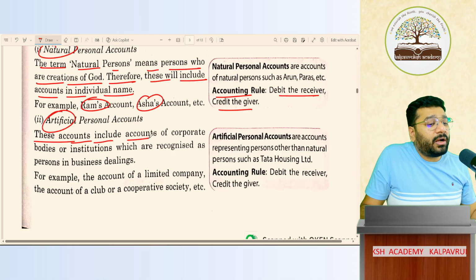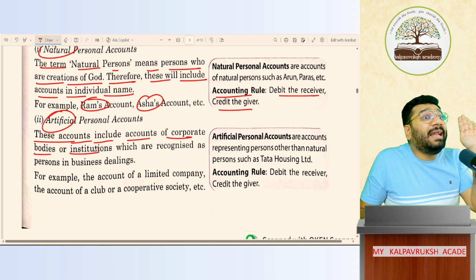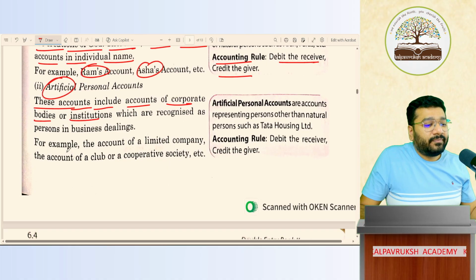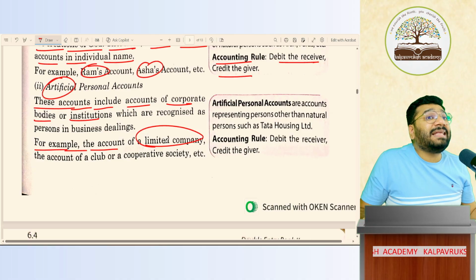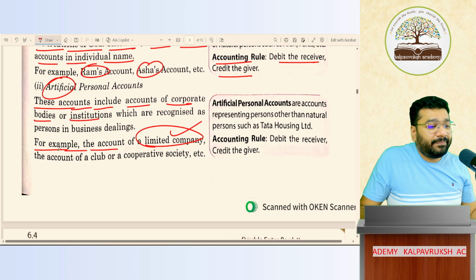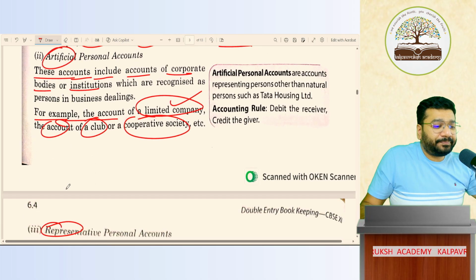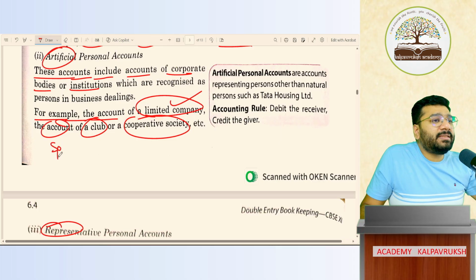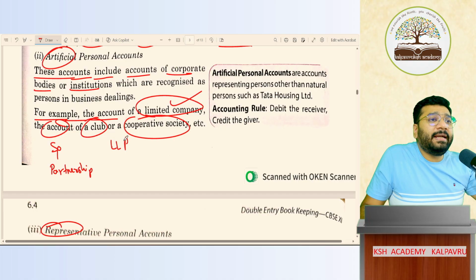Artificial: these accounts include accounts of corporate bodies, institutions, in short, entities, enterprises. For example, accounts of a limited company, Reliance Industries Limited. Mukesh Bhai's company name is Reliance Industries Limited. They are called limited companies. Account of a club, cooperative society. All these are called entities. So make a note of all the entities' names. Sole proprietorship concern is one entity. Partnership is one entity. Then LLP is one entity.